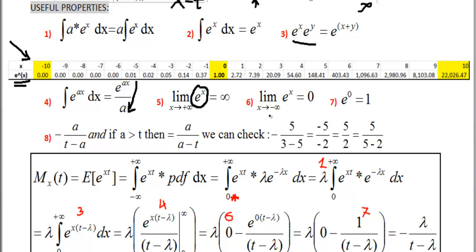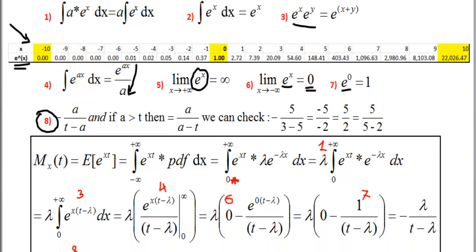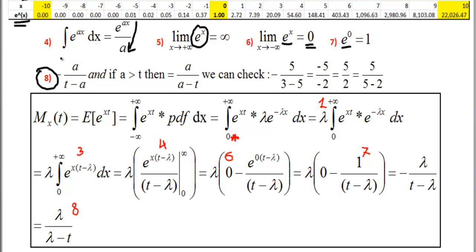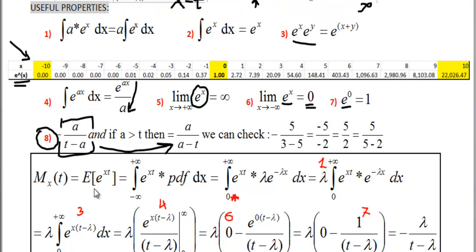I put a little table here so you can follow what happens to e to x as x increases. What happens when x goes to negative infinity? Well, e to x tends to 0. E to 0 is just 1. Okay, and here property number 8 is something just for presentation purposes. You will see that the expression that we'll be getting out of this integral is something like this, and we want to present it more neatly into this format. Okay, let's proceed swiftly with the setup.